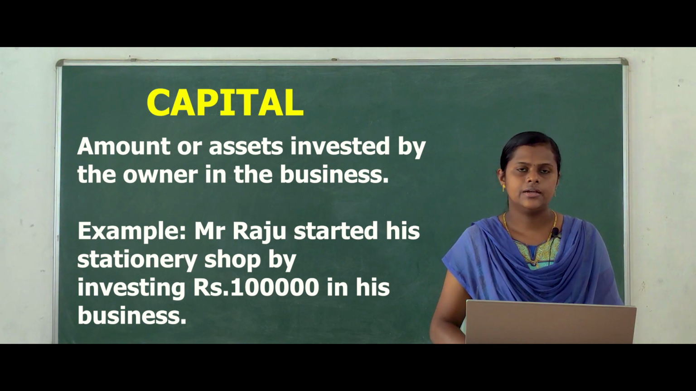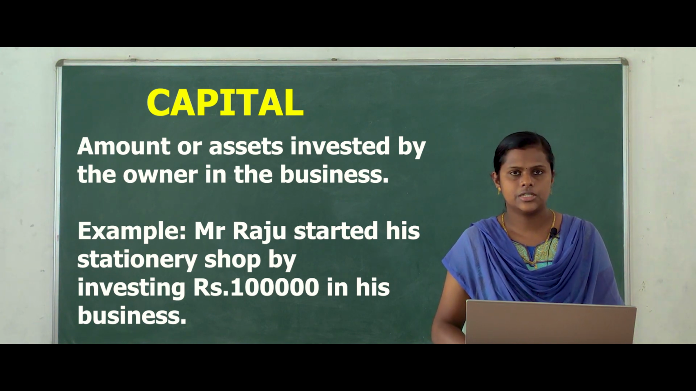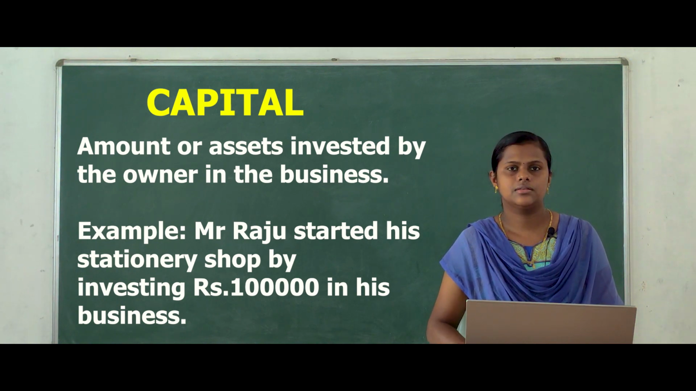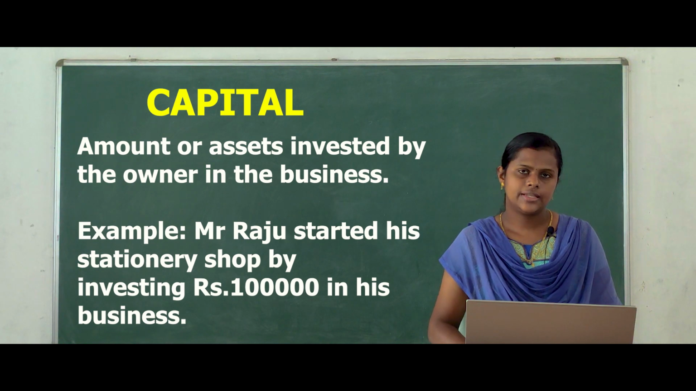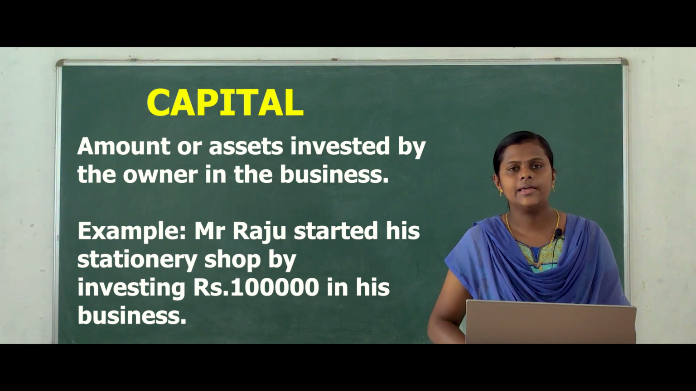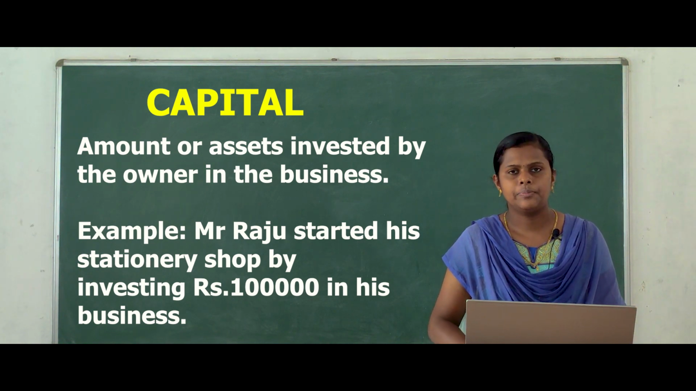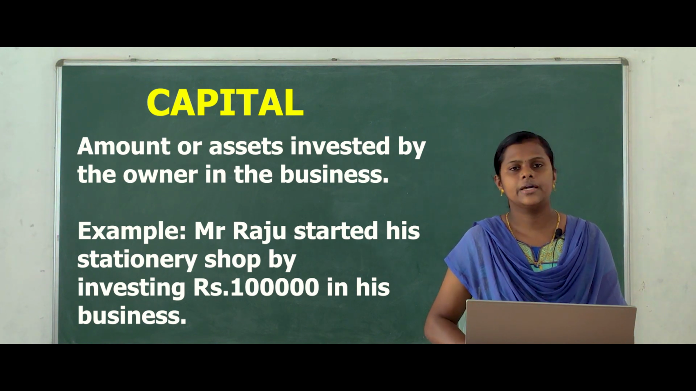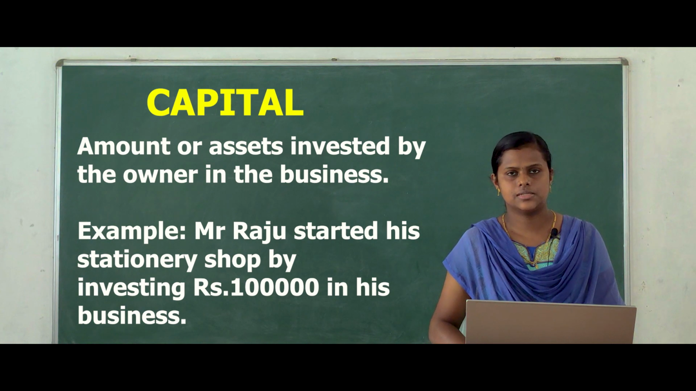Mr. Raju started a new business, that is stationery shop business, and he invested rupees 1 lakh in his business to start the stationery shop. So in this case, rupees 1 lakh is called as capital of the business, which means the initial investment made by the owner to start a business.